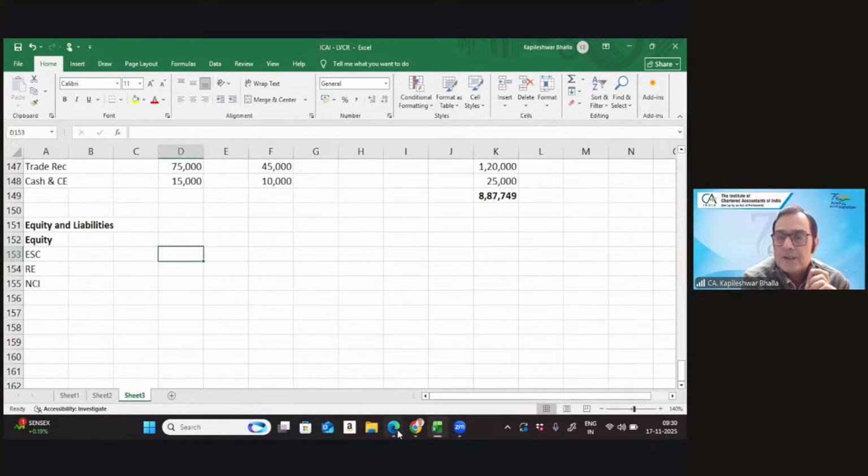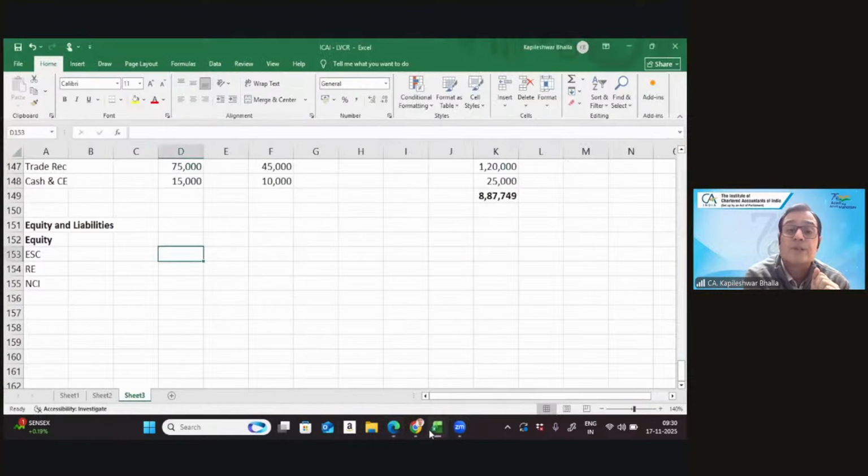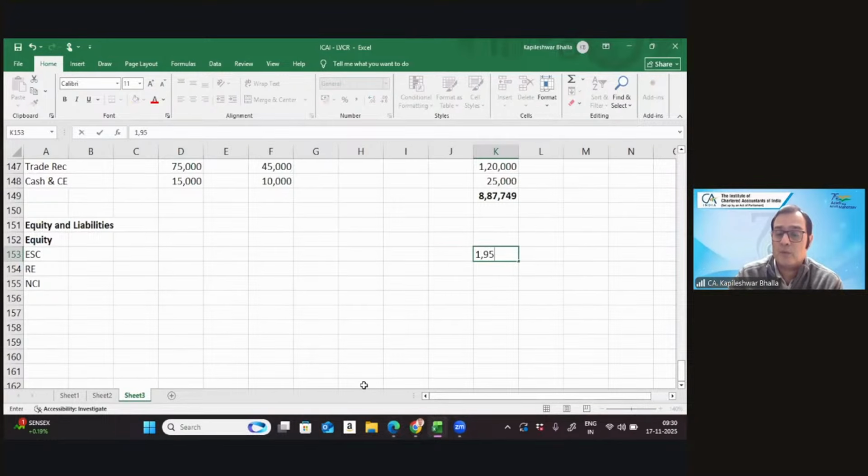So equity share capital is going to be picked up from the balance sheet, that is 195. We need to be careful, sometimes there could be some kind of inputs which you might have taken in the extract balance sheet. That also needs to be seen. I don't think there was any input in the extract balance sheet. So that is 195.